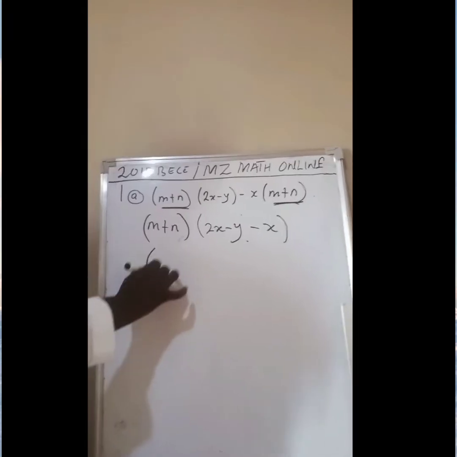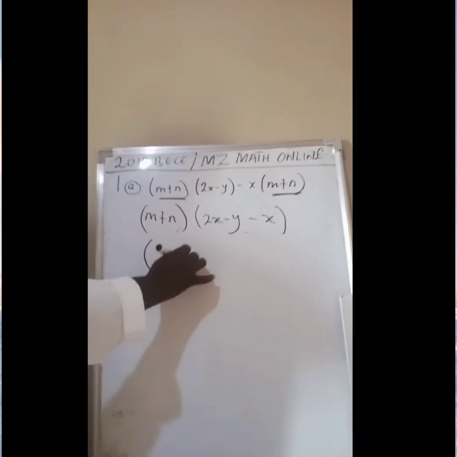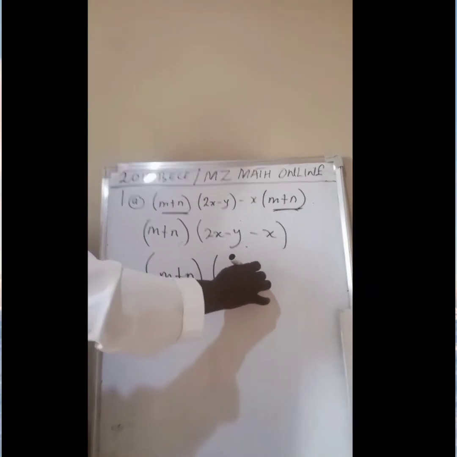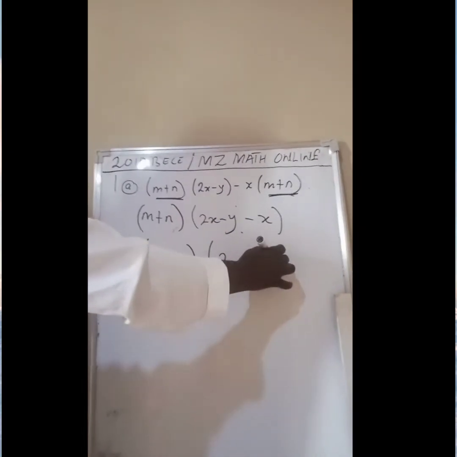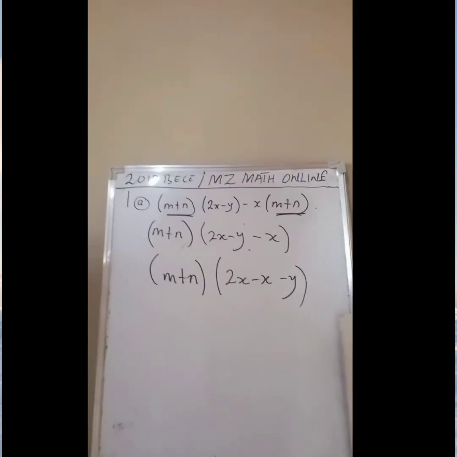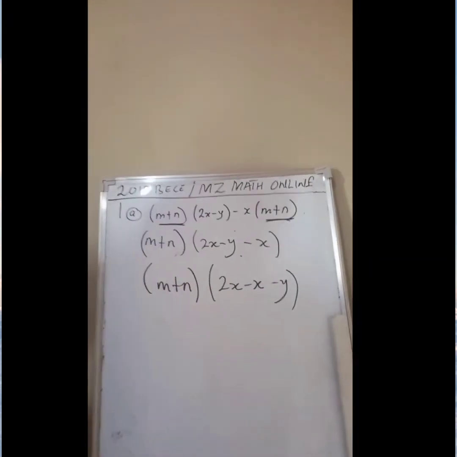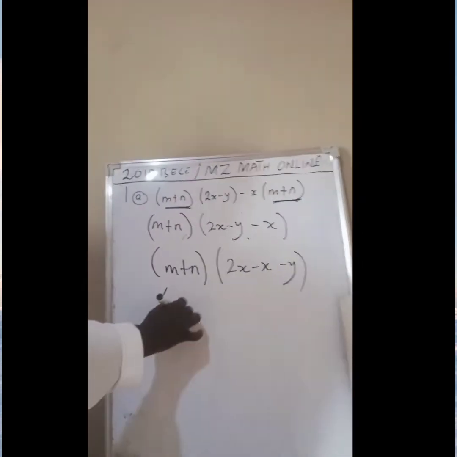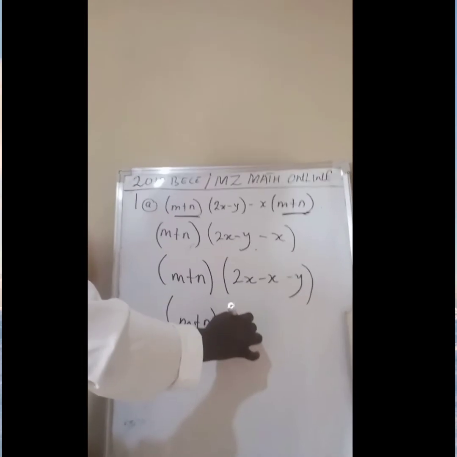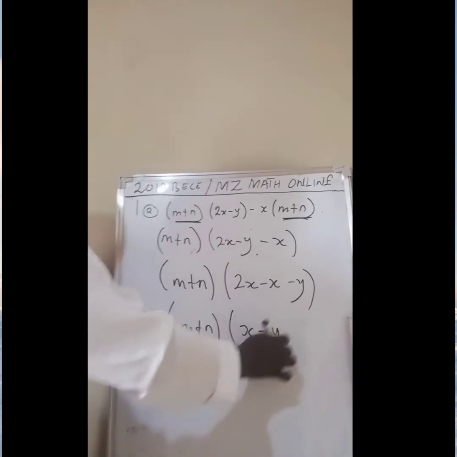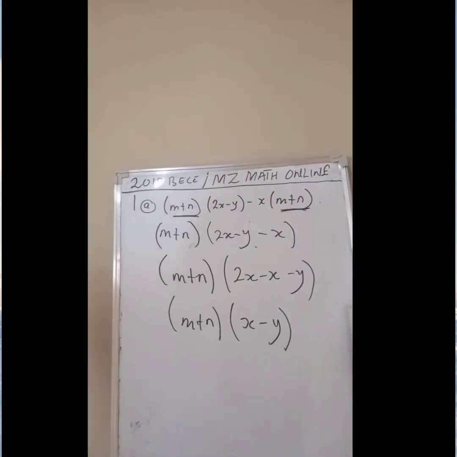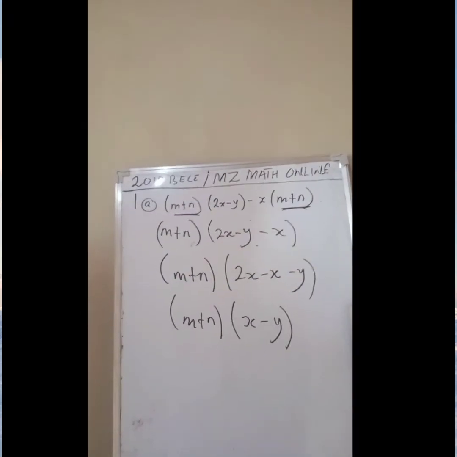So by doing so, we have m plus n. Then writing the like terms closer to each other, we have 2x minus x minus y, and 2x minus x will give us x. So in that case, we have m plus n in a bracket, then x minus y. So we have now simplified it. We have again factorized the expression.